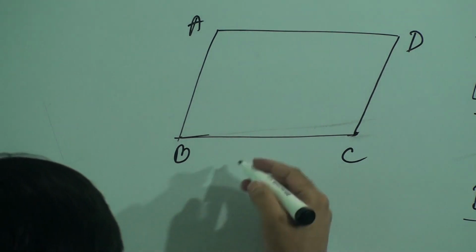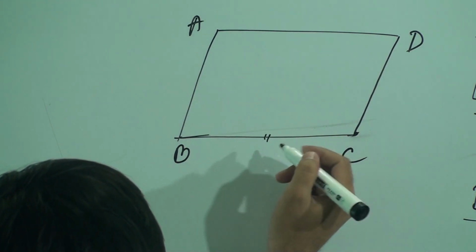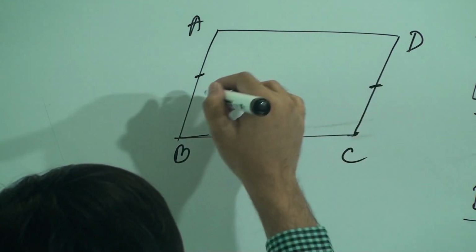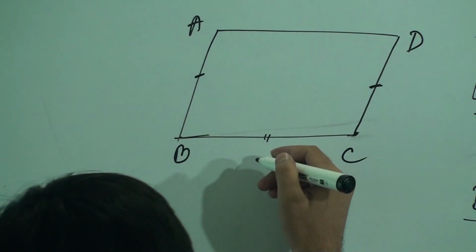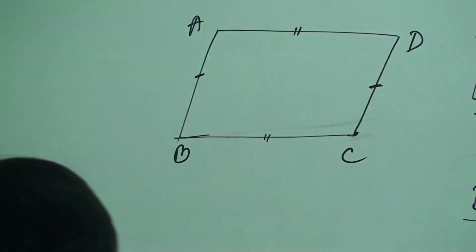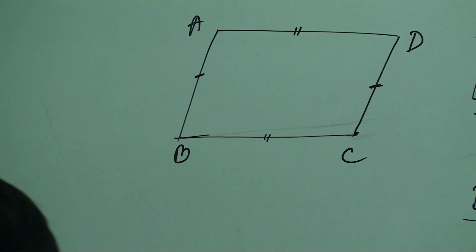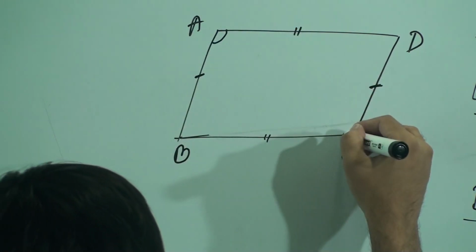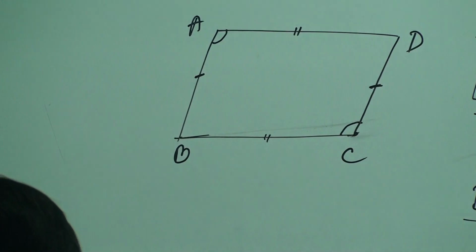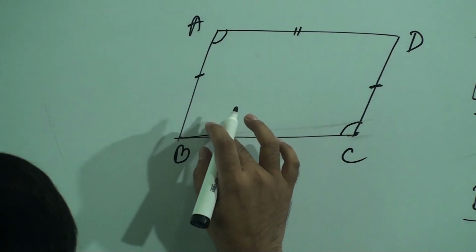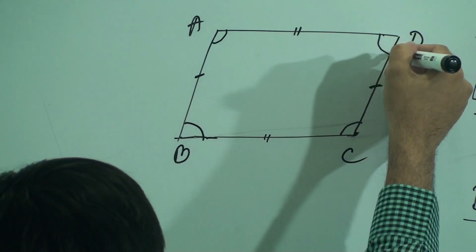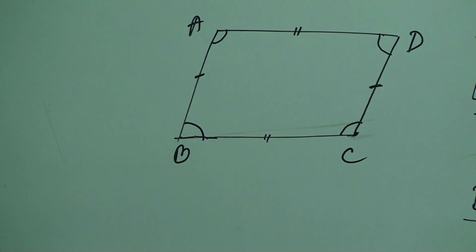We need to prove that opposite sides of the parallelogram are equal. Opposite side of AB is CD, so AB and CD will be equal, and opposite side of BC is AD, so BC and AD will also be equal. We also need to prove that opposite angles are equal. Opposite angle of A is angle C, so angle A is equal to angle C, and opposite angle of B is angle D, so we have to prove angle B is equal to angle D. Okay dear students, so we need to prove this.